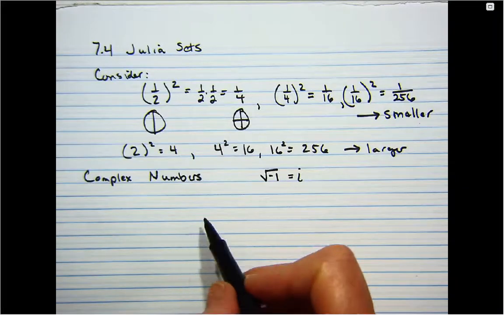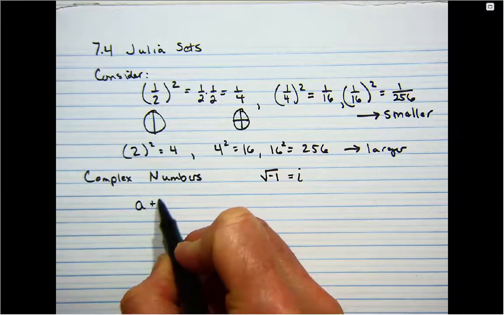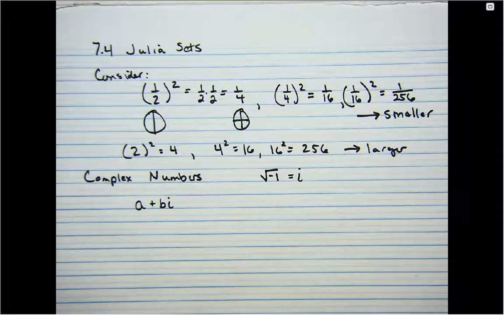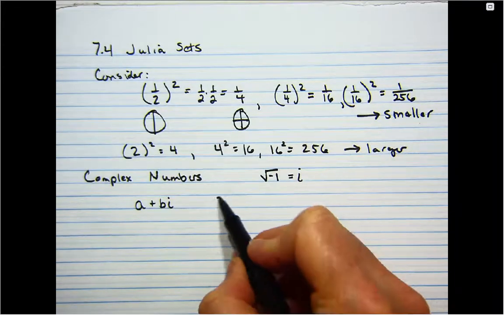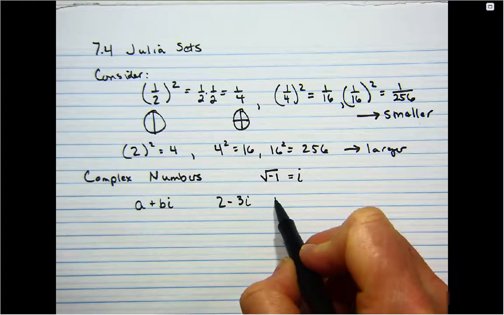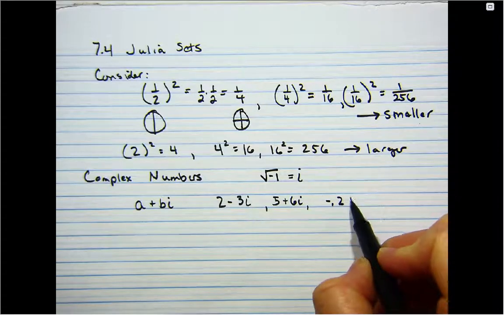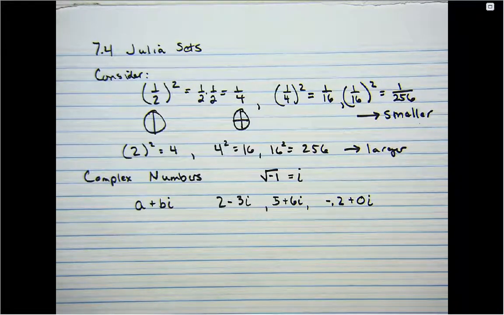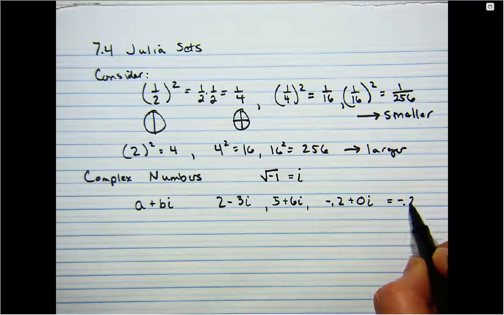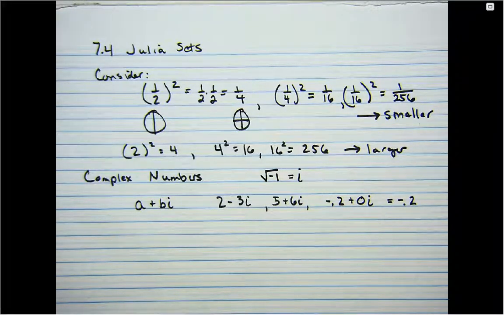At any rate, what Julia did with these is all of the complex numbers can be written as a plus bi. For example, 2 minus 3i, or 5 plus 6i, or -0.2 plus 0i. In fact, -0.2 plus 0i is just a regular old number on the number line, -0.2. So all the numbers that you know are actually complex numbers, but Julia took the ones that you know and included those that have an i in them and made the Julia sets.